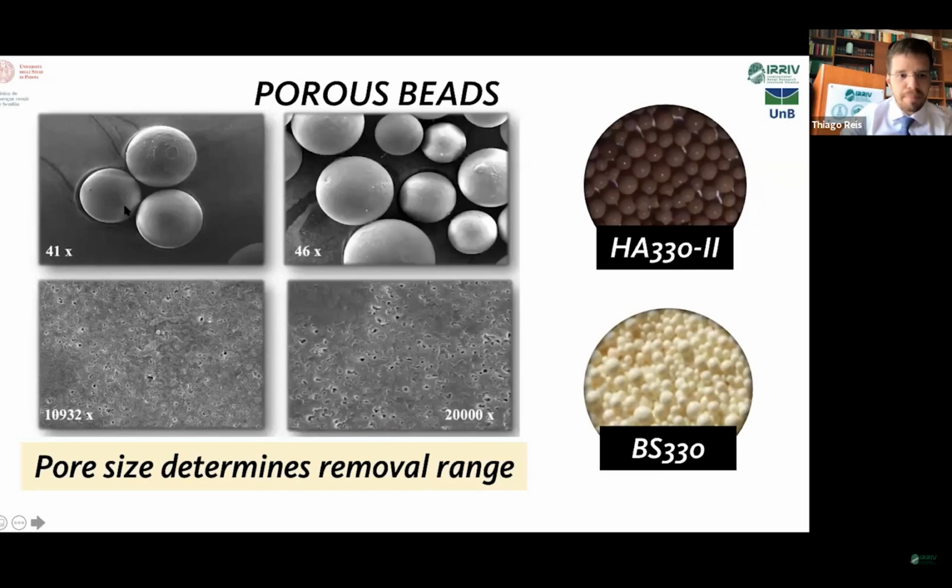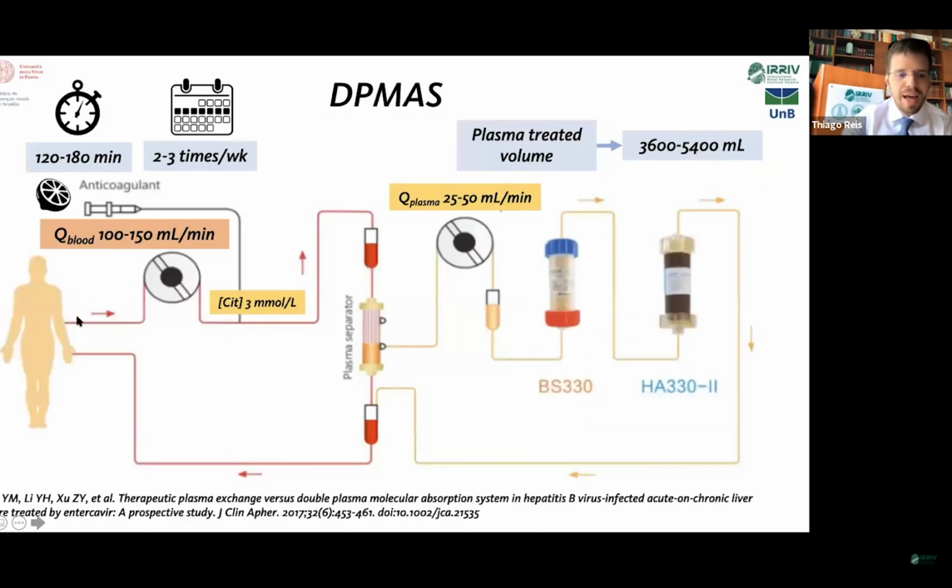The electron scan microscopy of those tiny beads. This is the representation of the bead itself, and this is the surface of it with those pores. And now the representation of the extracorporeal circuit for DPMAS. It's a therapy that takes 2 to 3 hours, 2 to 3 times a week.